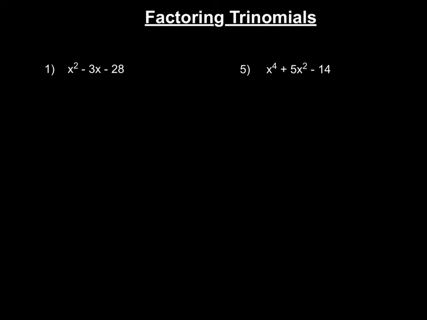that's a 1, what we want to do is set up two sets of parentheses, and since x times x gives us x squared, this first term right here, we're going to put an x in the first spot in each parenthesis, and then we're going to come up with two numbers that add to give us this middle term, and that multiply to give us this last term.